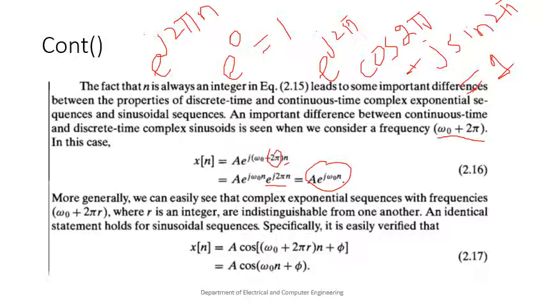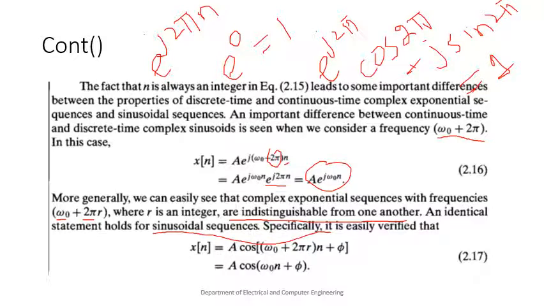More generally, we can easily see that a complex exponential with frequency omega naught plus 2 pi r, where r is an integer, it can be 2 pi, 4 pi, 6 pi, is indistinguishable from another. An identical statement holds for sinusoidal sequences.